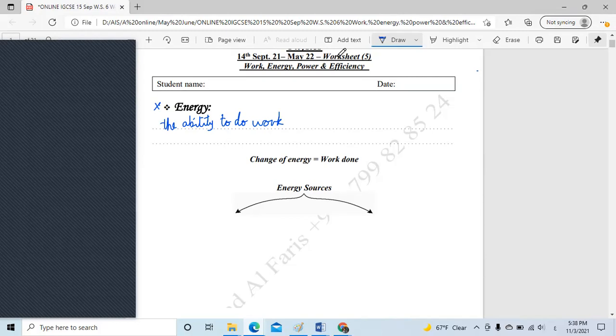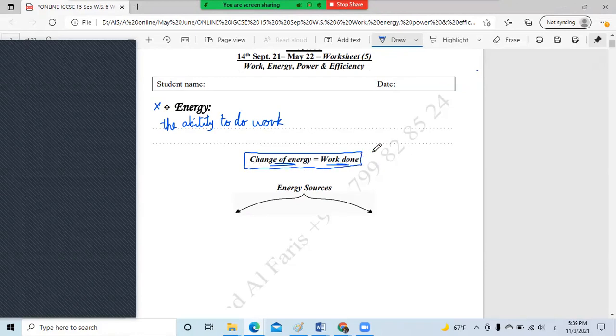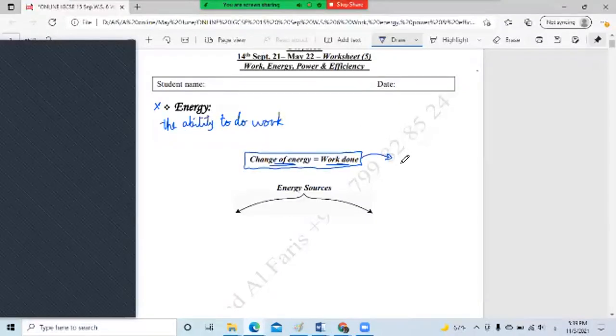So actually the change of the energy is equal to the work done. So 50,000 minus 30,000 is 20,000. So 50 minus 20 is the work done, which is 30,000. And both of these, work and energy, have the same unit.